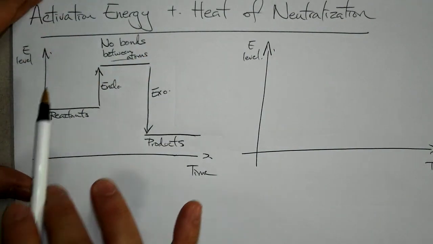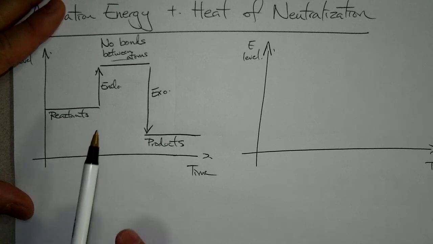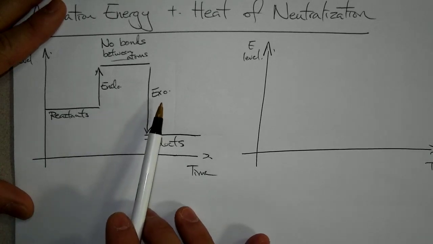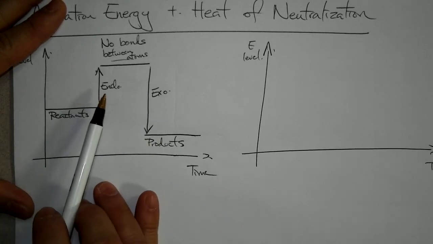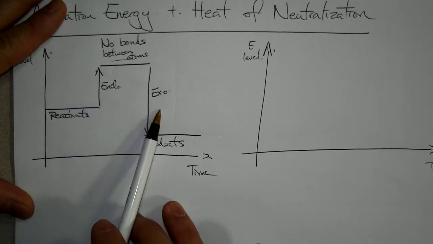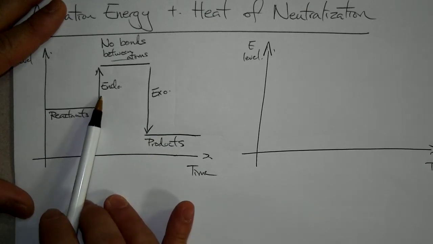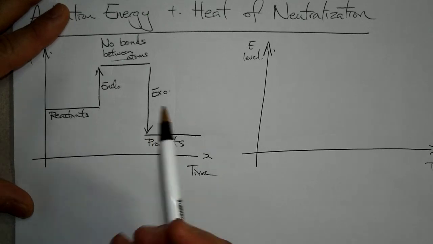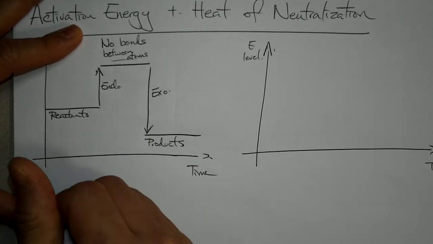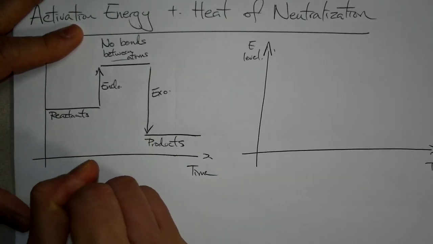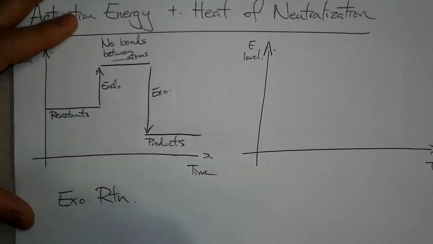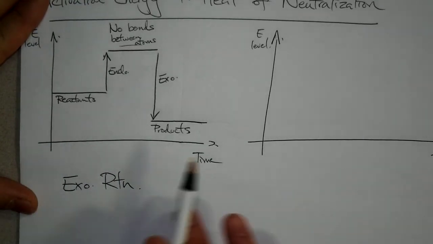Because in this particular example it is more exo than endo, it gives off more energy than the energy you need to put in. So in this case, overall or net, this is an exothermic reaction. This is an exothermic reaction. We talked about this yesterday.